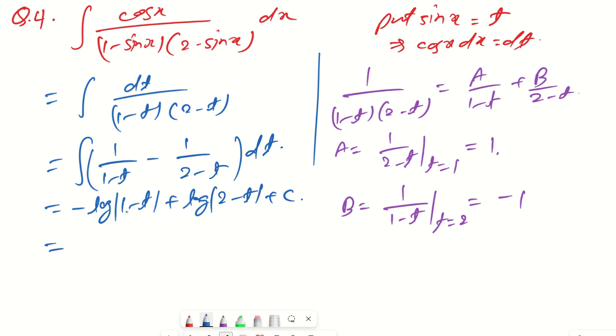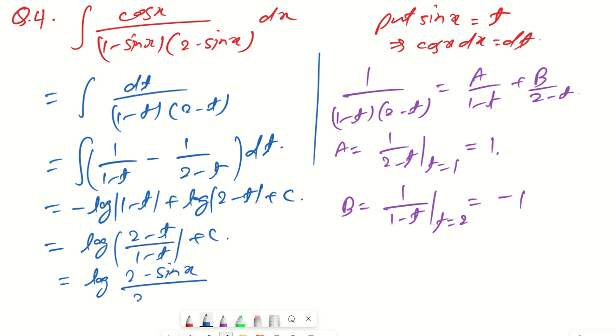Can we write it down something like this, that this is log a minus log b, so that will become log a by b. So I can write it down as log a, that is 2 minus t, by b, that is 1 minus t. And you know t was sin x, so I can write it down as log of 2 minus sin x by 1 minus sin x. So this is the solution.